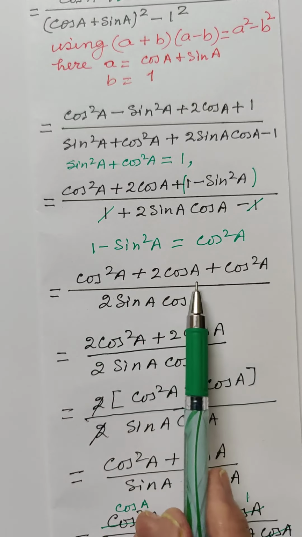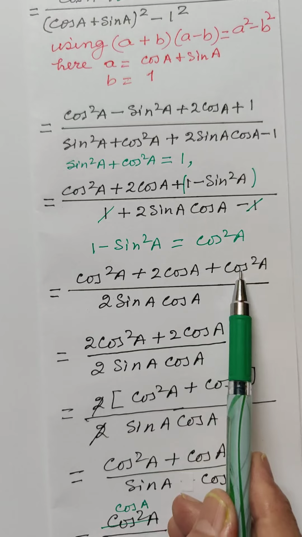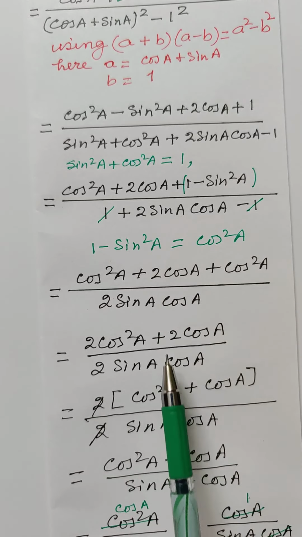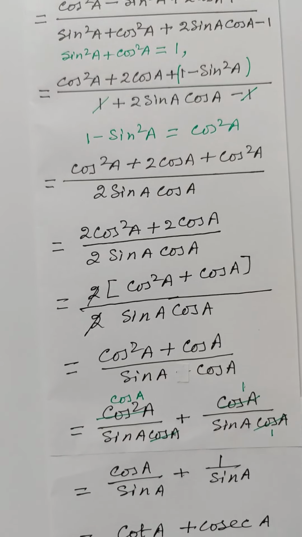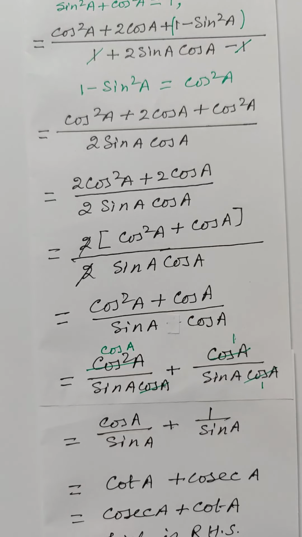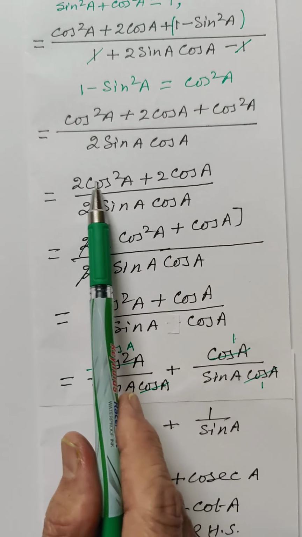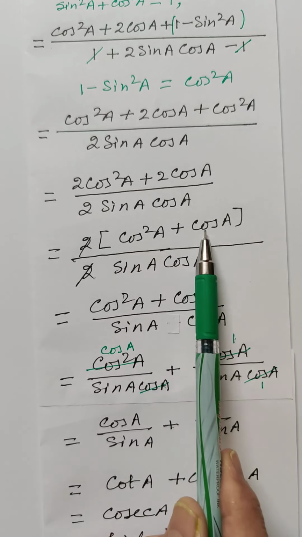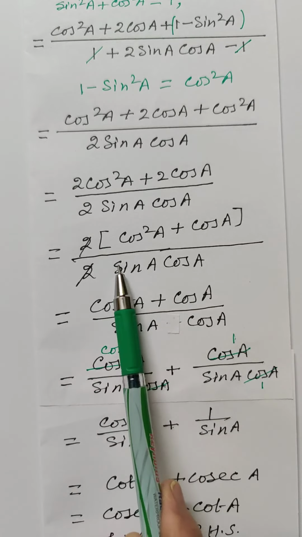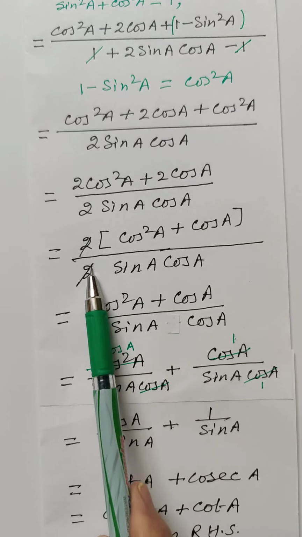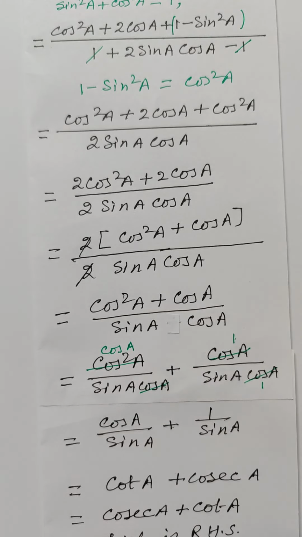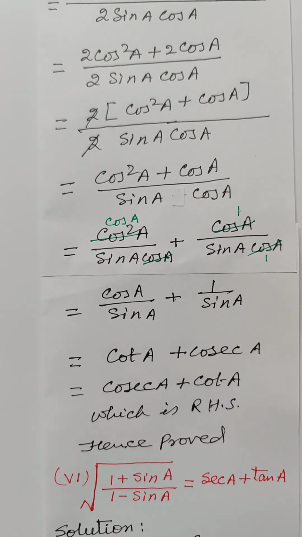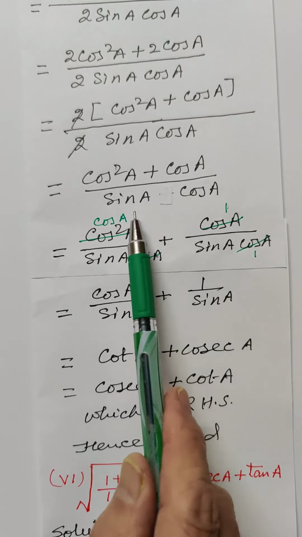Now 2 cos square A plus cos square A, 2 cos square A, 2 cos A, in the denominator 2 sin A cos A. Taking 2 common, in the numerator it will be only cos square A plus cos A, and in the denominator 2 sin A cos A. 2 is reduced with 2. We have got, after reduction, cos square A plus cos A upon sin A plus cos A.